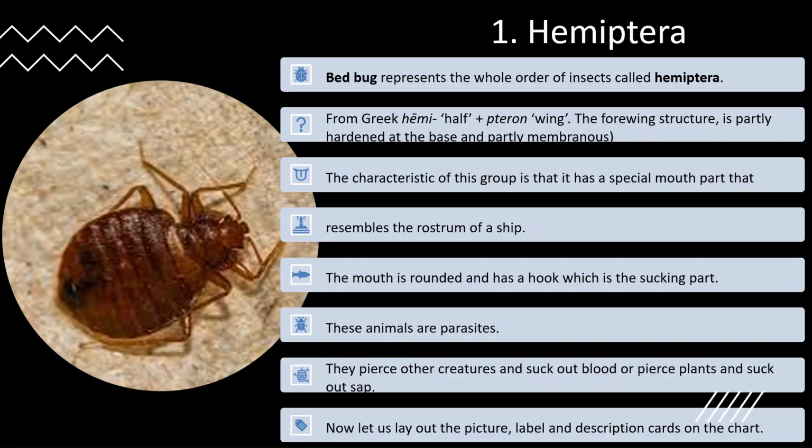We are going to look at the order of insects. Bedbug represents the whole order of insects called Hemiptera. From Greek, hemi means half and pteron means wing. The forewing structure is partly hardened at the base and partly membranous. The characteristics of this group is that it has a special mouth part that resembles the rostrum of a ship. The mouth is rounded and has a hook which is the sucking part. These animals are parasites. They pierce other creatures and suck out blood or pierce plants and suck out sap. Now let us lay out the picture, label and description cards on the chart.